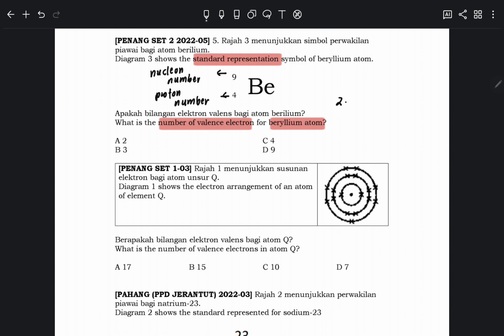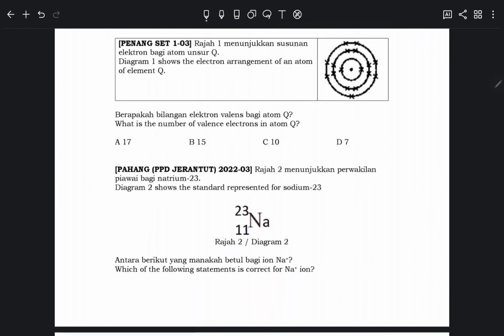My first shell can hold a maximum of 2 electrons. From 4, I already take 2. So the remaining I will put in the second shell, which is 2. So what is my number of valence electrons? Valence electrons are the electrons in the last shell. This is the last shell, so the number is 2. A is the correct answer.